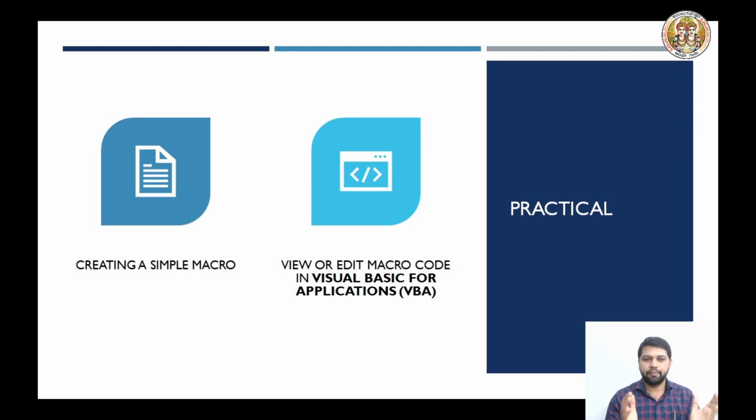Let us see practically how to create a simple macro and how to view or edit the macro code. To view or edit the macro code, we need to open the code in VBA, that means Visual Basic for Applications. This comes inbuilt with Excel, and we need to enable it from the Excel options. Only then can we see or edit the code created in macros. Let us see all these things practically.